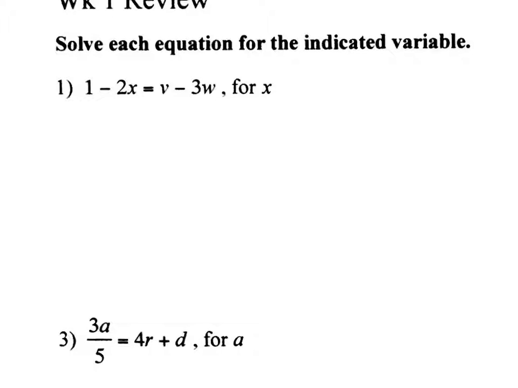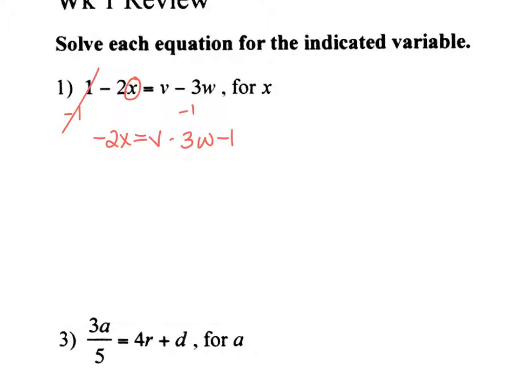So these first 4 questions are asking us to solve for an indicated variable. We talked about in class that sometimes it's easier to circle the variable just to identify which one we're trying to isolate. So on this first question, we need to get rid of a 1 and a negative 2. And just like when we were solving equations, if they had numbers, we would subtract 1 from both sides, leaving us with negative 2x equals v minus 3w minus 1.